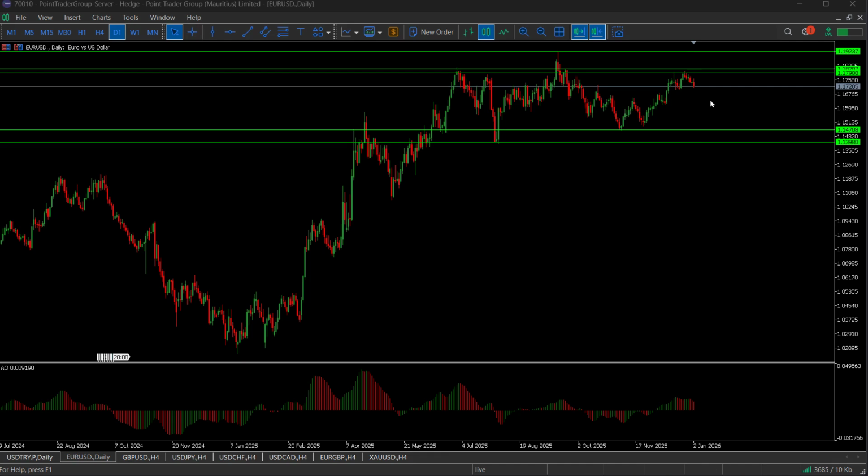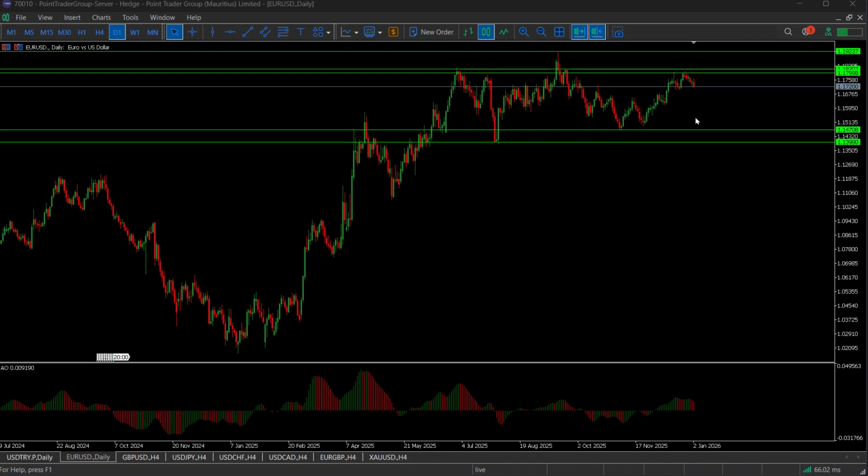Now I think there are no drivers that could push the pair downwards. We're waiting for some important events next week. We have the non-farm payroll that is going to be due next week, the 9th. So this might push the pair, or maybe affect the market in a good way.